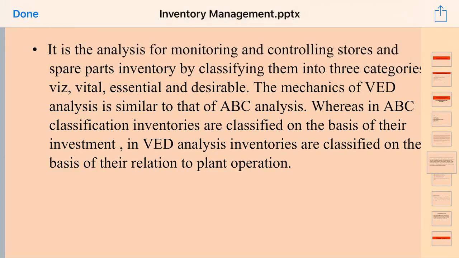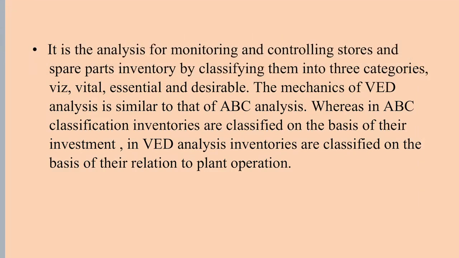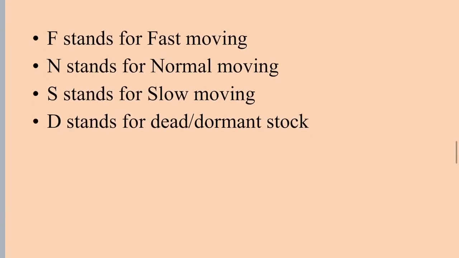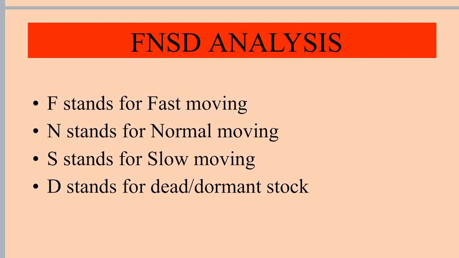But in ABC analysis, classification is done on the basis of the value, their total money value, but here the classification is done on the basis of their relation to plant operation, कि plant के operation में कितना vital है, कितना essential है या कितना desirable है. Next classification is FNSD analysis.